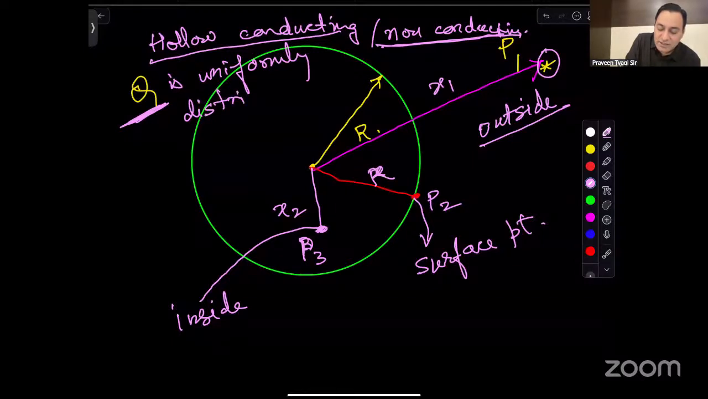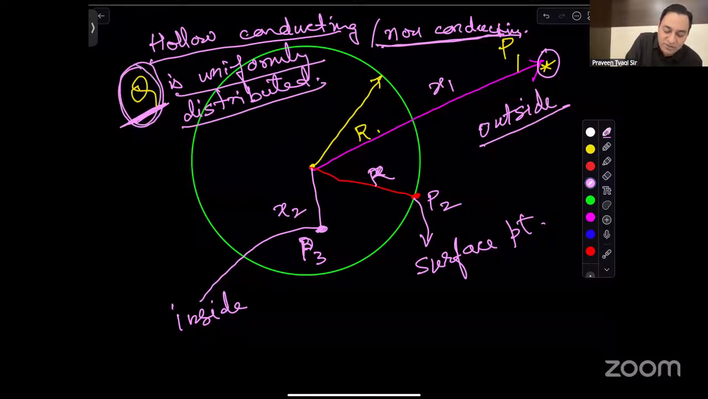So whether it is conducting or non-conducting, in both the cases, the results will remain the same. The Q has to be uniformly distributed over the surface. That's the condition. Now, for all the points outside, you will assume that the whole charge of the shell is at the center and treat it as a point charge.